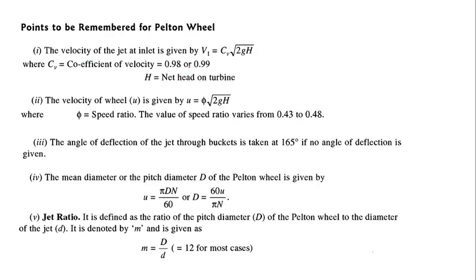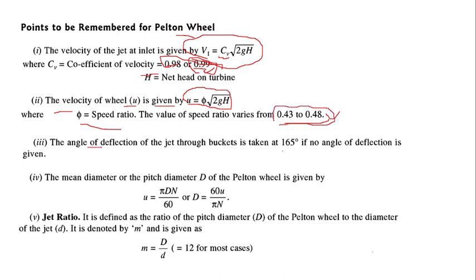Some points to remember in the Pelton wheel. V1 is equal to Cv root 2gh, where Cv is the coefficient of velocity, 0.98 to 0.99. If you do not remember this value, directly remember one value, 0.99. The velocity of the wheel U is given by U is equal to phi into root 2gh, where phi is the speed ratio. The value varies from 0.43 to 0.48 maximum. They will provide this data in the question itself. If not, substitute some number like 0.50 or 0.40.